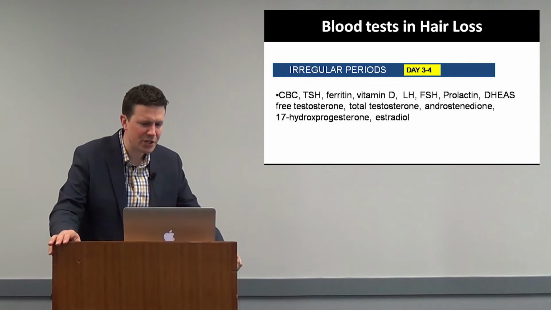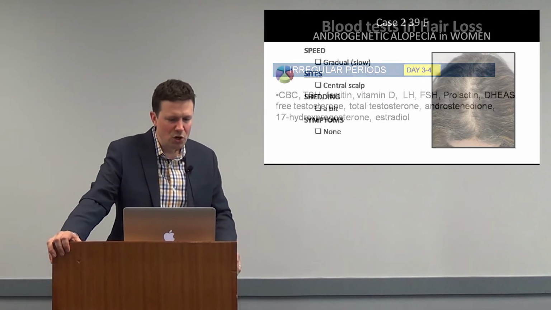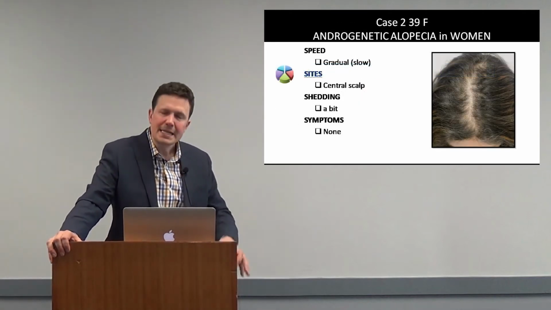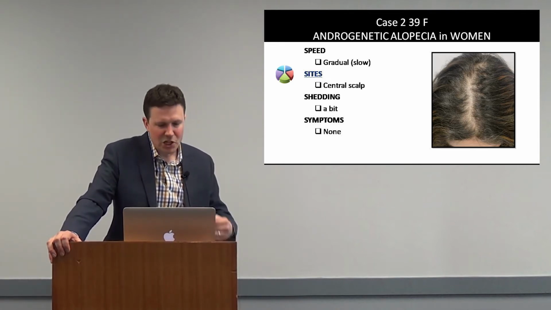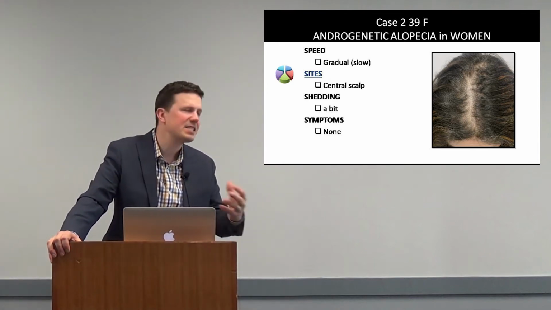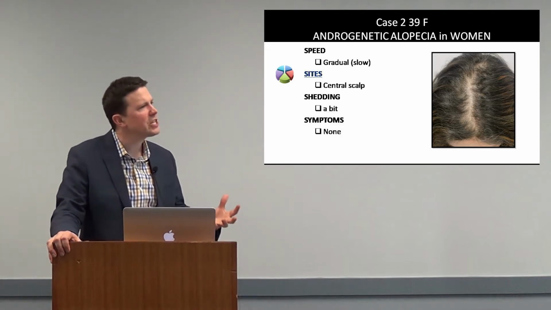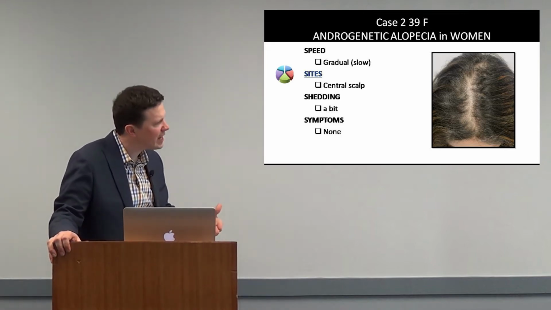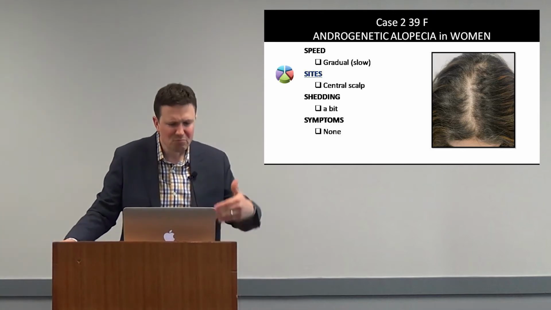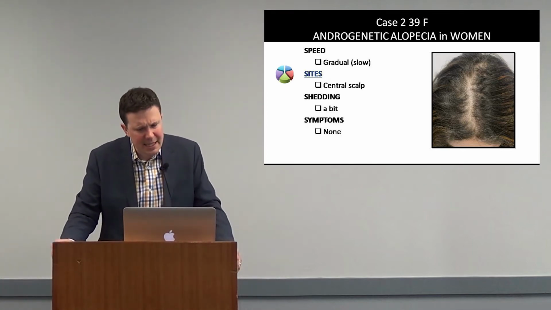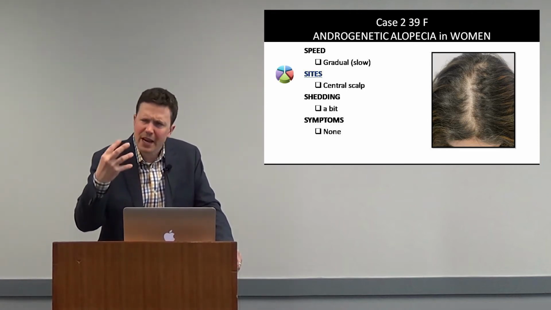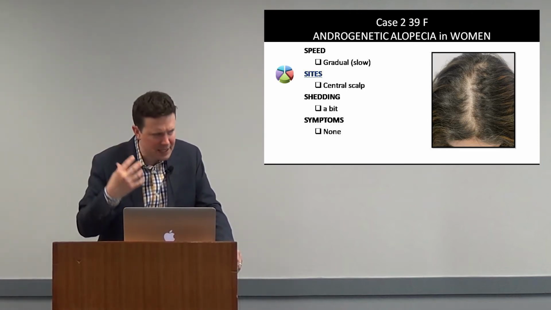So consider this patient, 29 years old, who has slow hair loss. The site that is involved is the central scalp. She's shedding just a bit, but she doesn't have any symptoms. This is very much in keeping with androgenetic alopecia in women. Of these so-called 5 S's, the things that are important to be aware of in androgenetic alopecia in women are the sites that are involved.